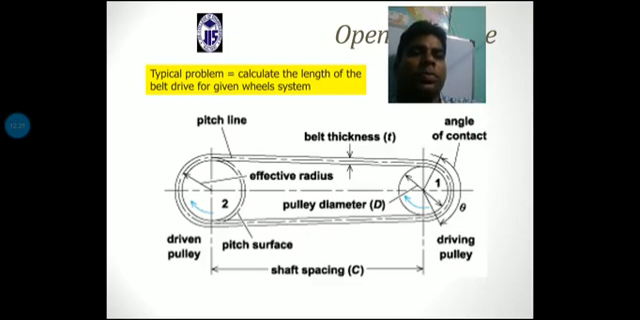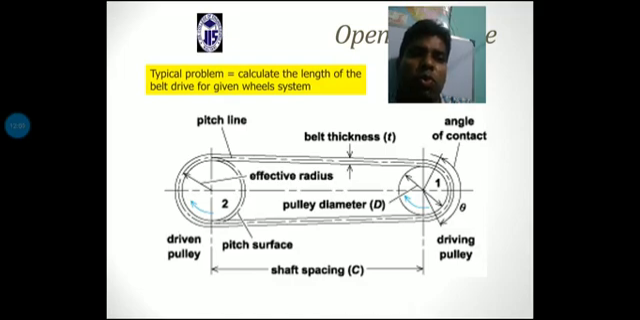Now next, in flat belt there are mainly two types. One is open belt drive, another is cross belt drive. And in open belt drive, a typical problem that may be calculated is the length of the belt for given wheel dimensions or wheel systems. Suppose if you see this figure, the current slide figure.